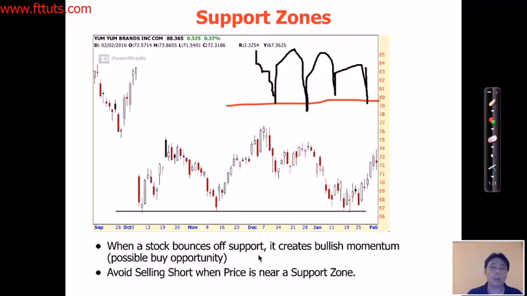Because when a stock bounces off a support level, it creates bullish momentum. It tends to rise back up again. So avoid selling short when the price is near a support zone or support level.